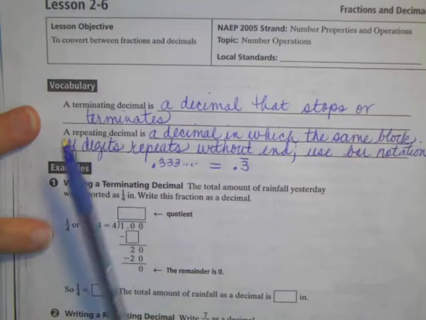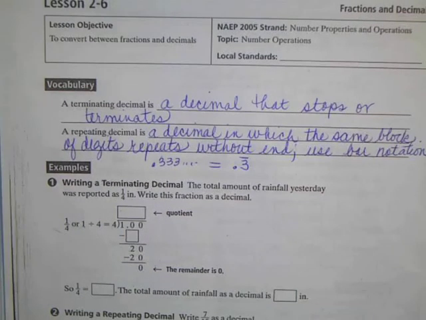This is a lesson over fractions and decimals, which is lesson 2-6 for course 2. I've already written the first couple of definitions that we have. The first one is a terminating decimal is a decimal that stops or terminates. Remember, terminate also is another word for end, so a decimal that ends.